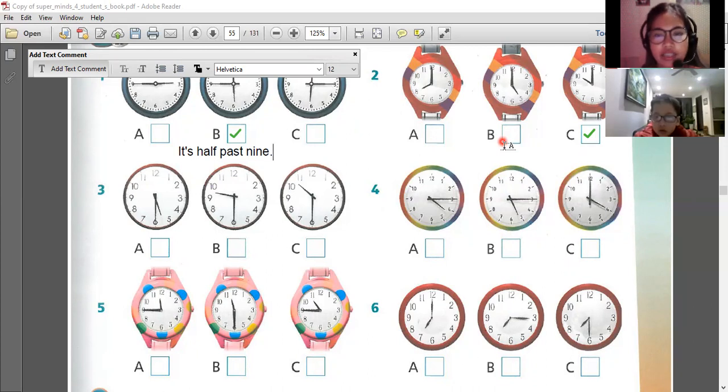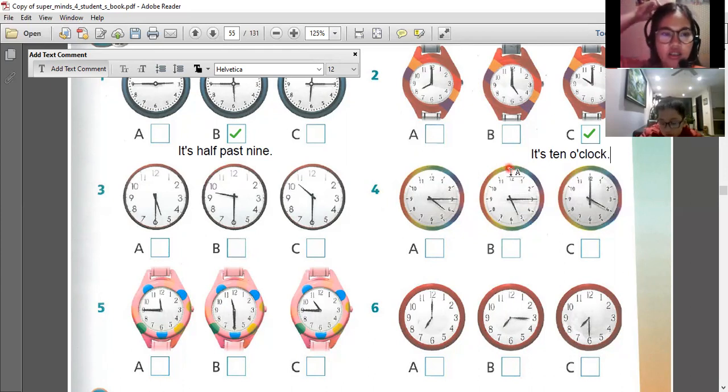Yes. What time is it? Okay. I don't know. All right. Okay, so since the smaller line is pointed to number 10, okay, and the longest one is pointed to 12, so it means it's 10 o'clock, okay? It's 10 o'clock, okay?